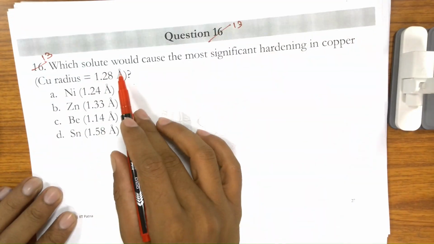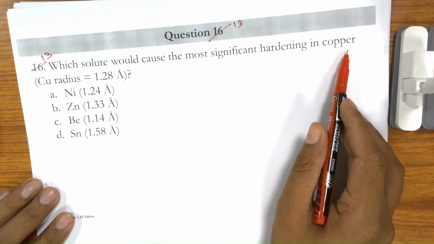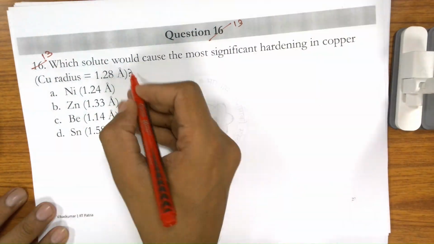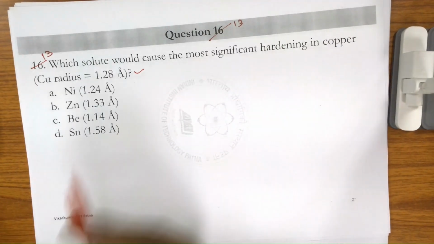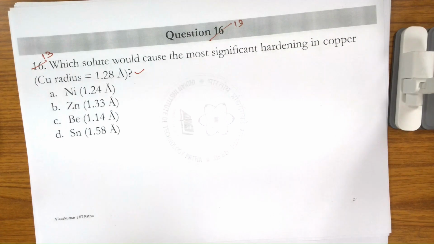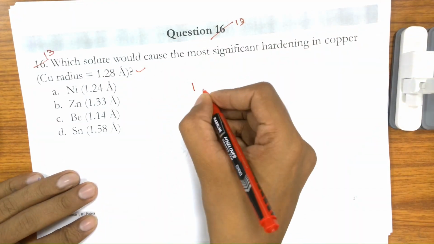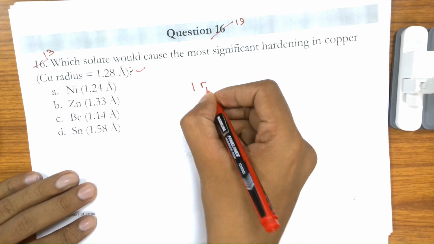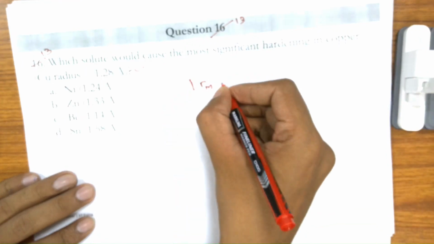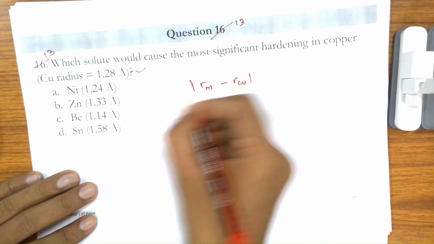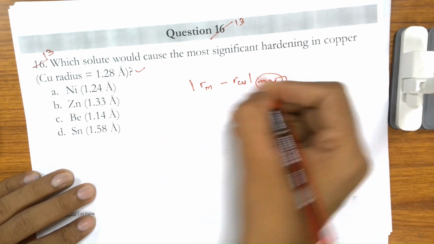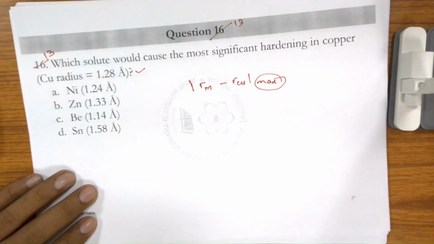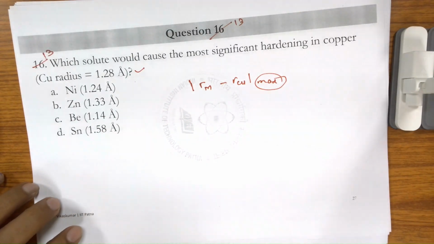Here, which solute would cause the most significant hardening in copper? So this is copper, and we are replacing the copper with this particular list of atoms. Which one will cause more significant hardening? That will be the one where the difference between the radius of the new metal and the radius of copper is larger. Wherever we get the maximum magnitude difference, that one will cause more hardening.